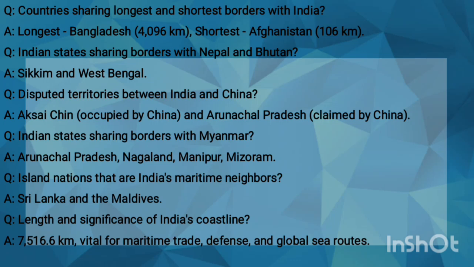How long is India's coastline and what makes it significant? India has a coastline of 7,516.6 km, which is vital for maritime trade, strategic defense, and access to global sea routes.